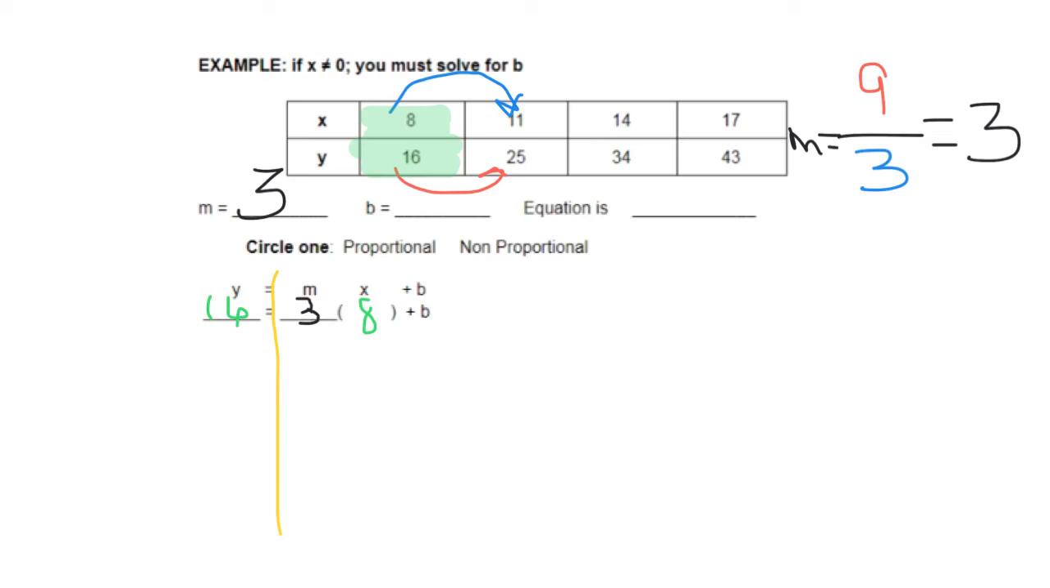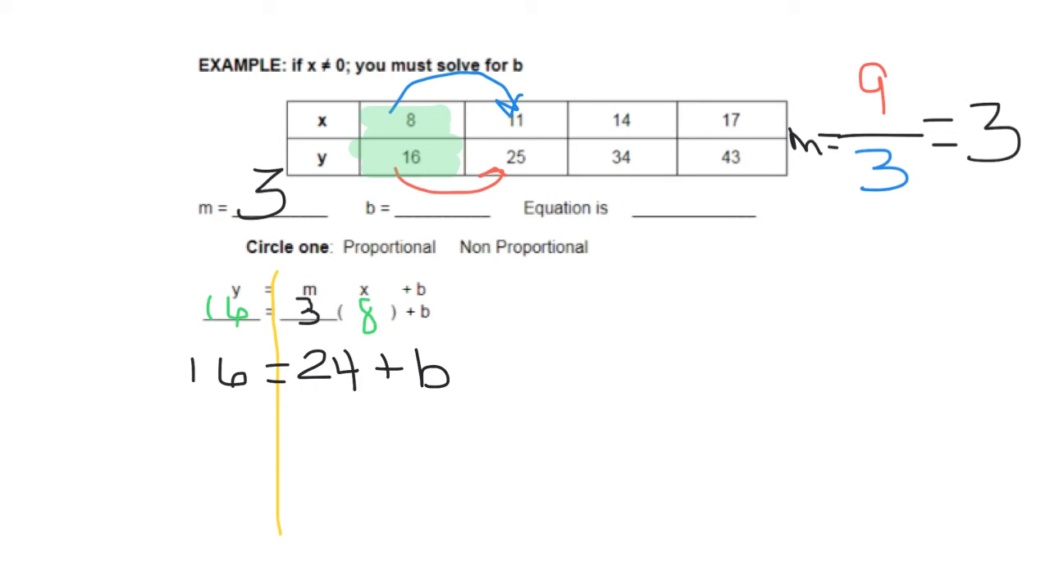So put your line down. That's your wall. You're going to multiply 3 times 8. So 3 times 8 gives you 24. You still are adding the b. You still have an equal sign on your wall. And you've done nothing with the 16 yet.